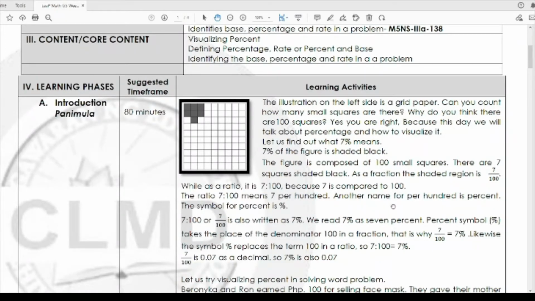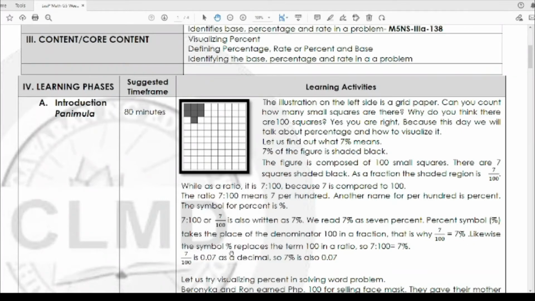Another name for per 100 is percent. The symbol for percent is like this. 7:100 or 7 over 100 is also written as 7%. We read 7% as seven percent. The percent symbol takes the place of the denominator 100 in a fraction. That is why 7 over 100 is equal to 7%.